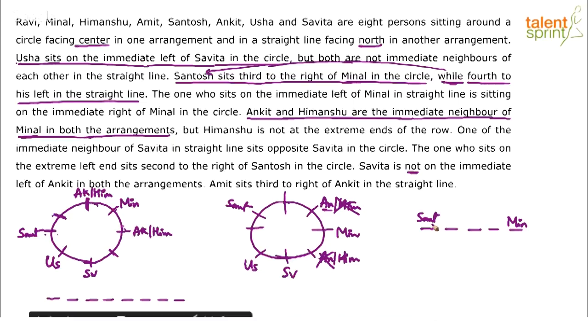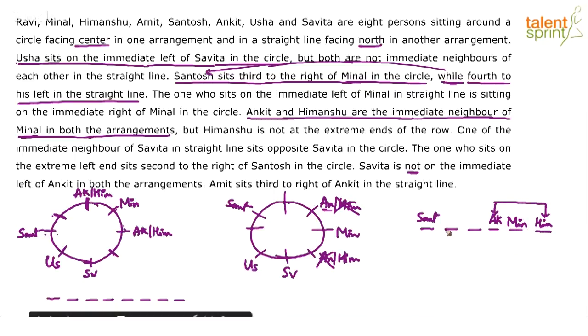what else is given? The one who sits on the immediate left of Minal in straight line is sitting on the immediate right of Minal in the circle. Again, one point that we know is Ankit and Himanshu are immediate neighbours of Minal in both arrangements, right? So what I'll do is block these positions for Ankit and Himanshu. Ankit and Himanshu, which order we don't know, but they will take these two positions. They can interchange their positions. I'm drawing this arrow just to indicate that they can interchange their positions.